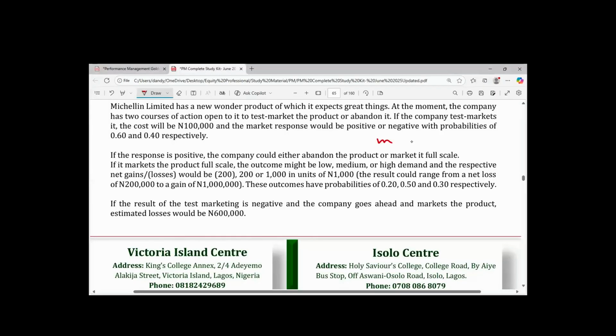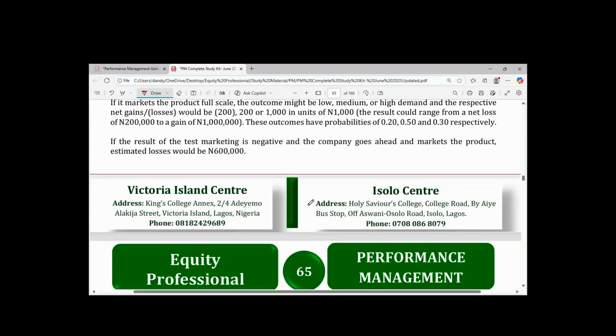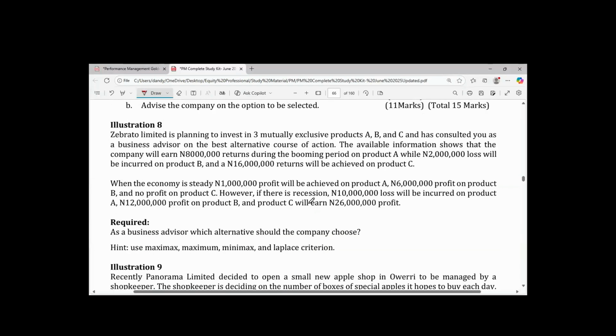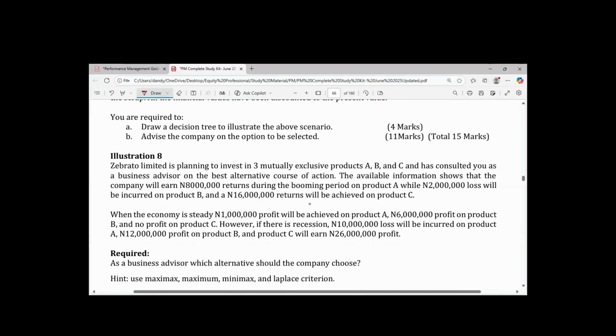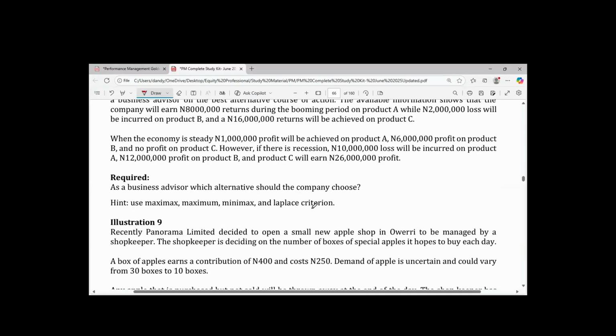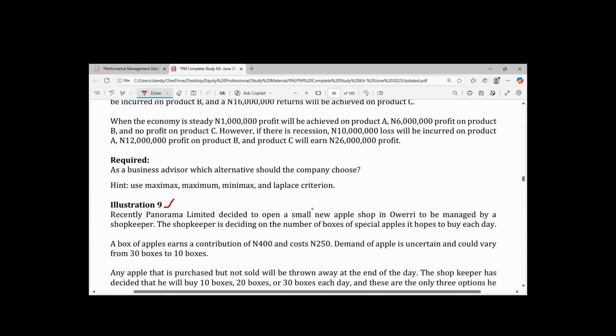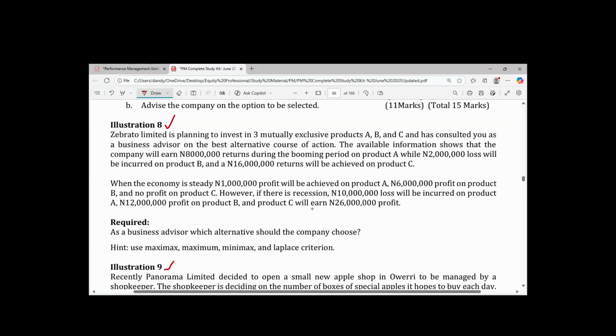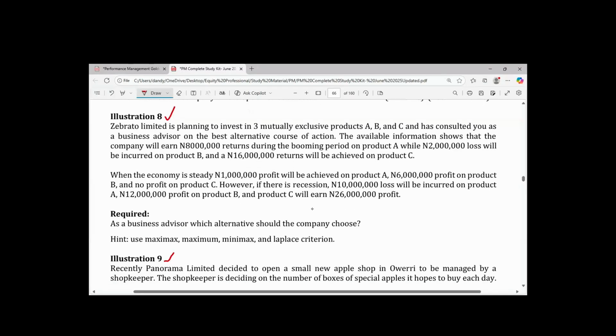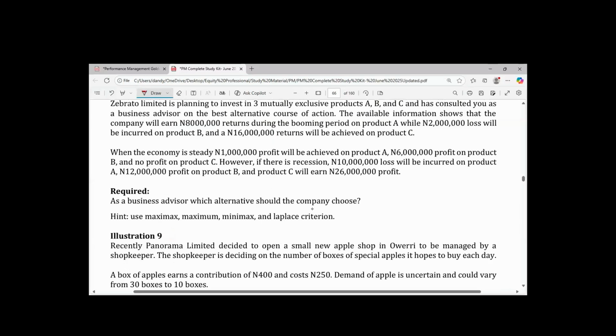So let's have illustrations to apply the learnings. We are going to have two illustrations. We will do illustration number 8 and also illustration number 9. Illustration number 9 is the last question tested by ICAN. I think it was May 2023, question number 1B. So we are going to do the two together. There are two different ways the examiner can test you under decision analysis, so we're going to pick them one after the other. All right, let's start with the first one.